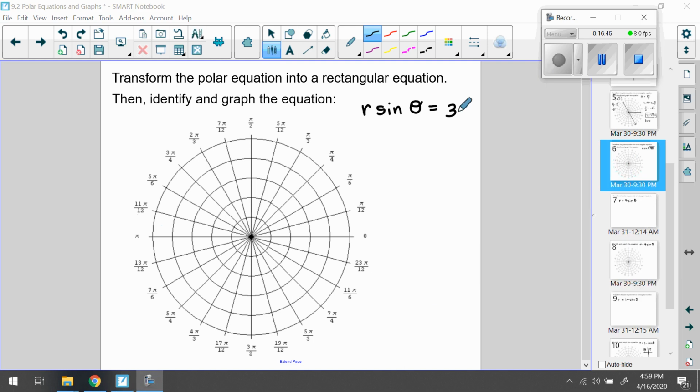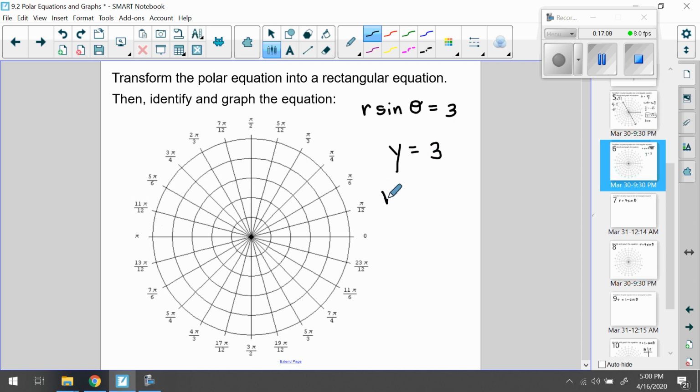All right, here's our next example. r sine theta equals 3. This one, I don't think we have to do anything too fancy to turn into a polar coordinate. I don't think I need to multiply by r on both sides or square both sides because we already know r sine theta equals y. So I think I can simply just say y equals 3. And I know what y equals 3 looks like.